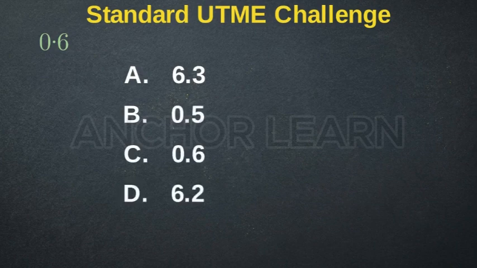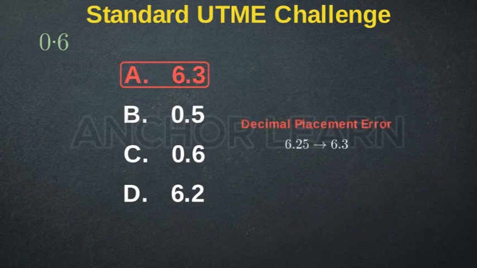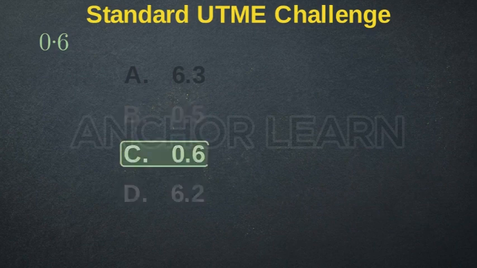The exam provides 4 options: A, 6.3, B, 0.5, C, 0.6, and D, 6.2. Option A is designed for students who make a decimal error early in the calculation. If a student reaches 0.625 and then rounds up, they will incorrectly choose this distractor.